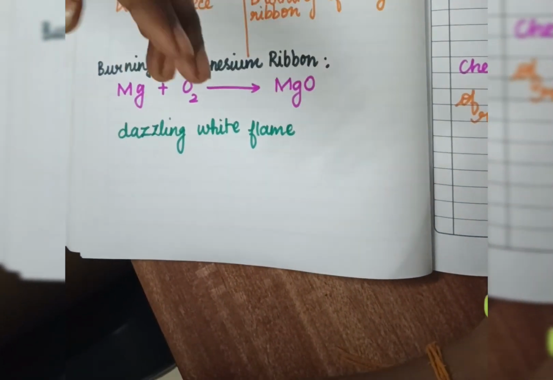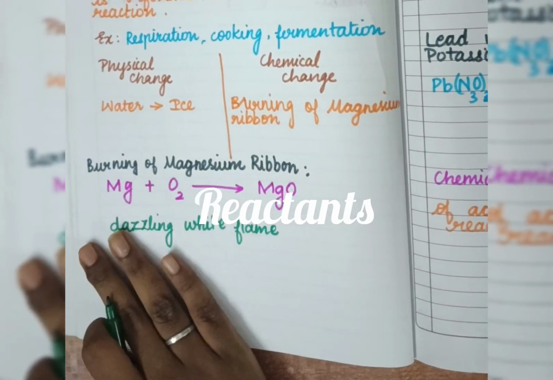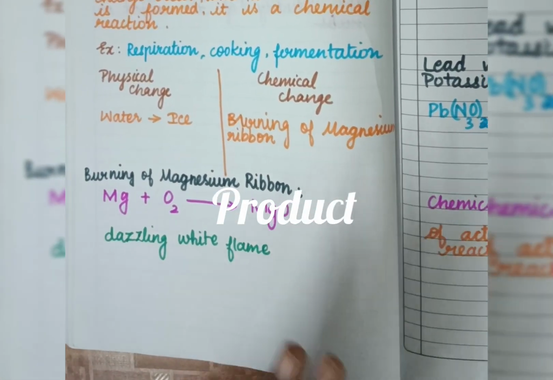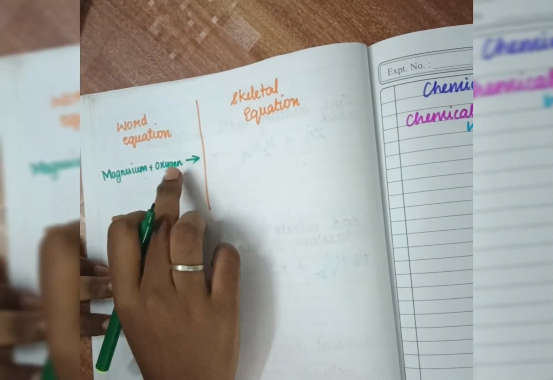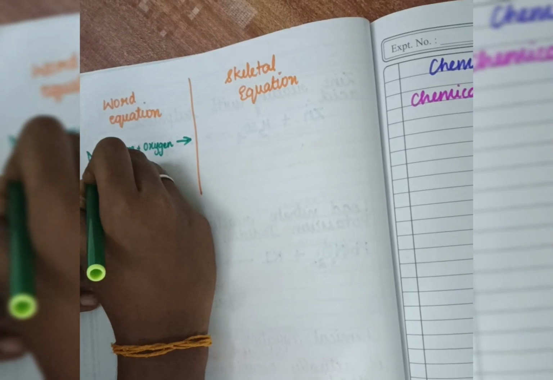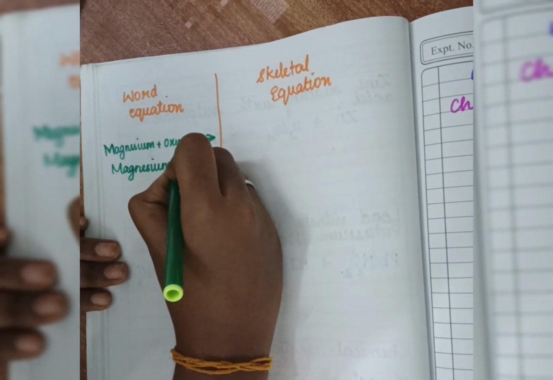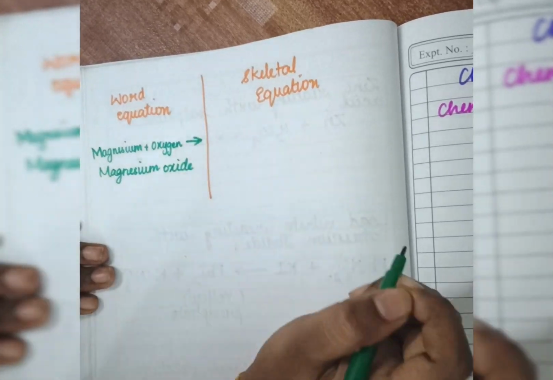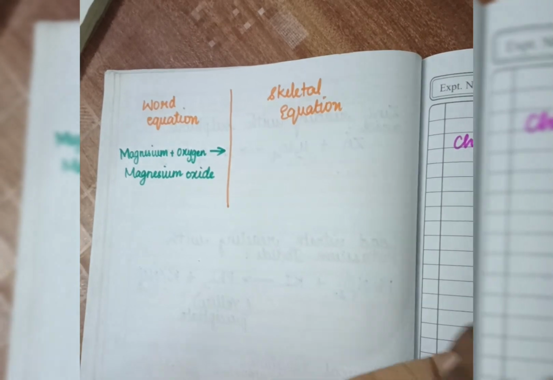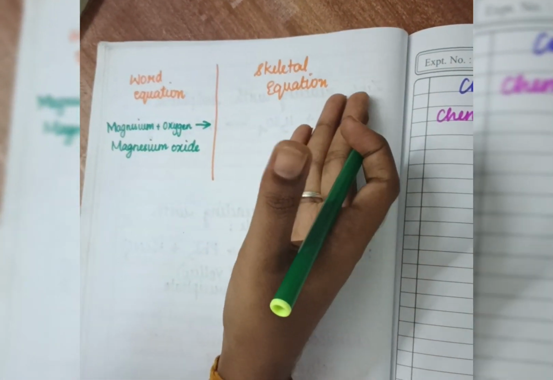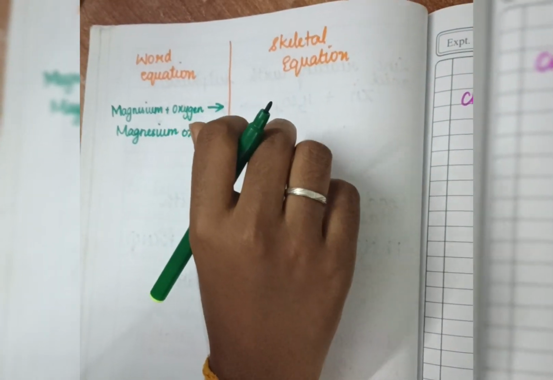You should remember that whatever elements are written on the left hand side are reactants and whatever elements are written on the right hand side are products. So when magnesium reacts with oxygen, it gives magnesium oxide powder. Okay, so the word equation is easy, but you can also write a skeletal equation, which is even more convenient for the user to understand.